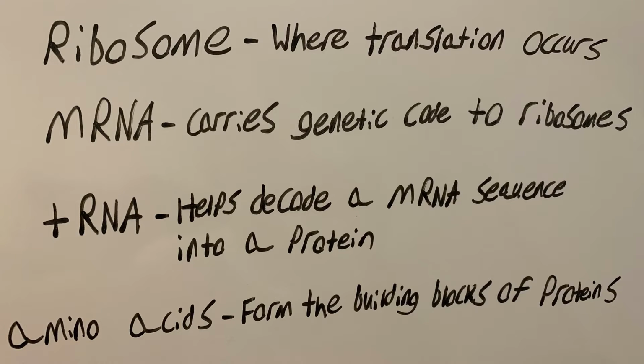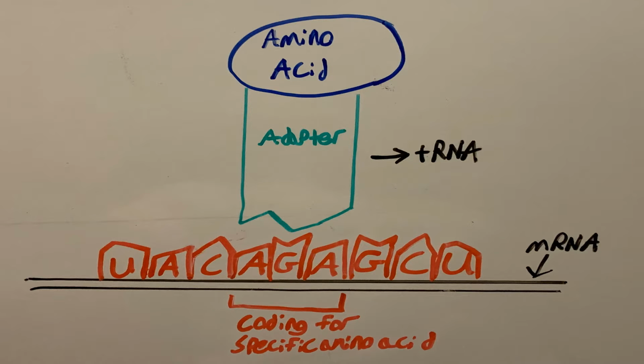I would also like to go over the basic information that is crucial to understand for later in the video. So the ribosome is the site at which translation occurs. Messenger RNA is what carries the genetic code to the ribosomes. The transfer RNA is what helps to code an mRNA sequence into a protein, and amino acids are what form the building blocks of proteins. Here we have a really simple visual just to get the point across, and I did not include a polypeptide chain, but if I had included it, it would be over the amino acid.